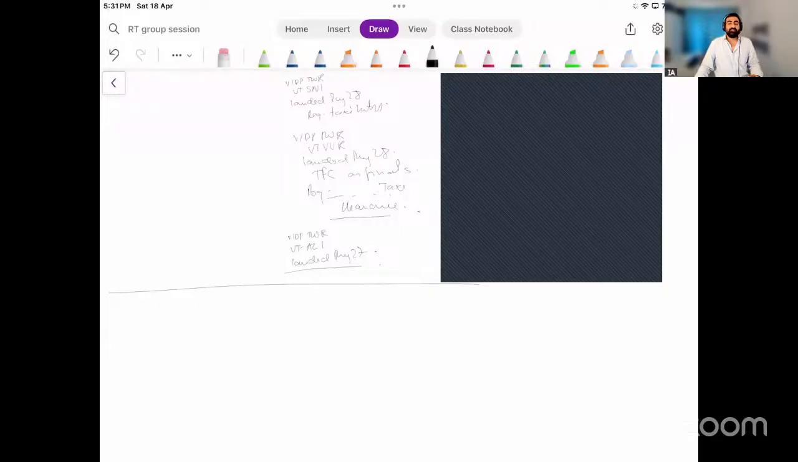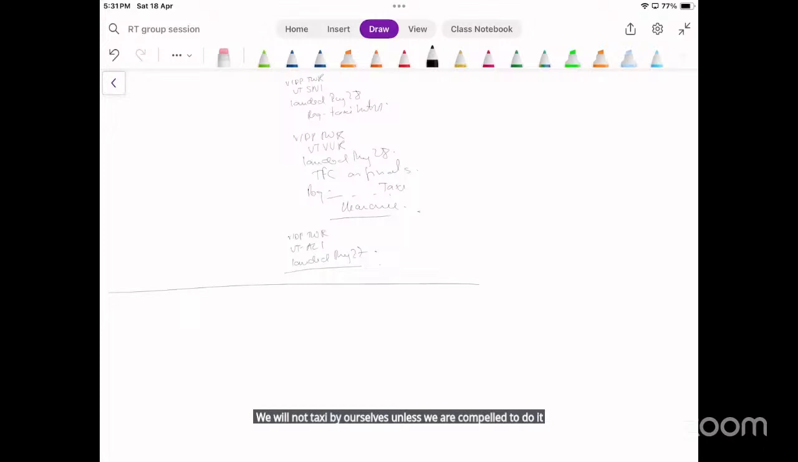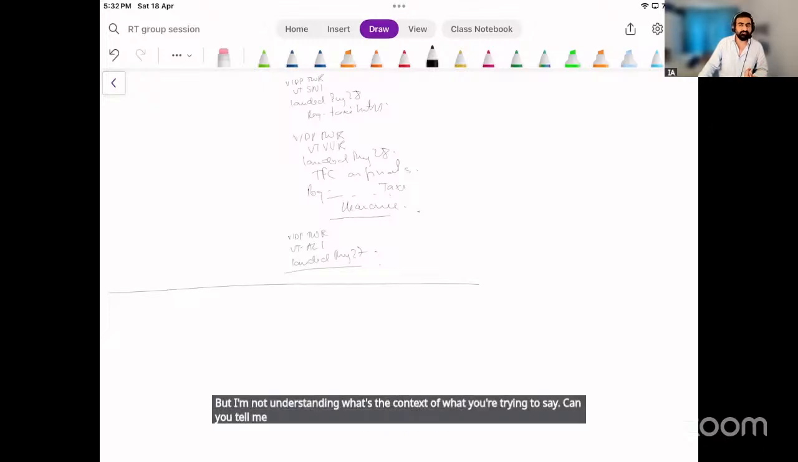We will not taxi by ourselves unless we are compelled to do it. Sir, there is a, I don't know the proper name, but it's at a 45-degree angle from the runway. So when we land, we can get out of the runway as soon as possible. Kind of an express taxi, something like that. I'm not getting the name right now. But I'm not understanding what the context is of what you're trying to say. Can you tell me what's the context?